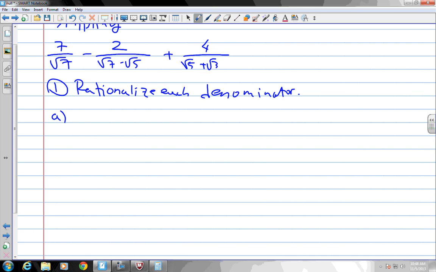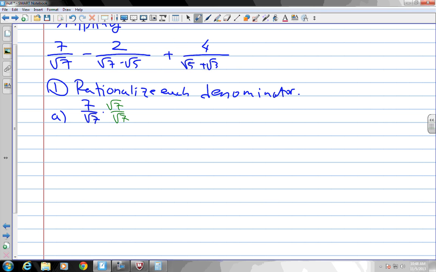So I'm just going to take them individually, one by one. 7 over square root of 7. That shouldn't be too bad, right? We like when it's just a single square root. What do I have to do in order to rationalize that? What do I have to multiply this by? Yeah, root 7 over root 7.